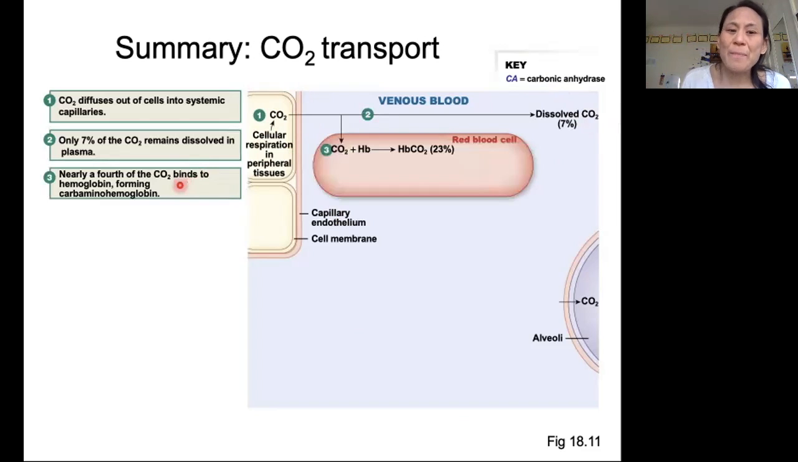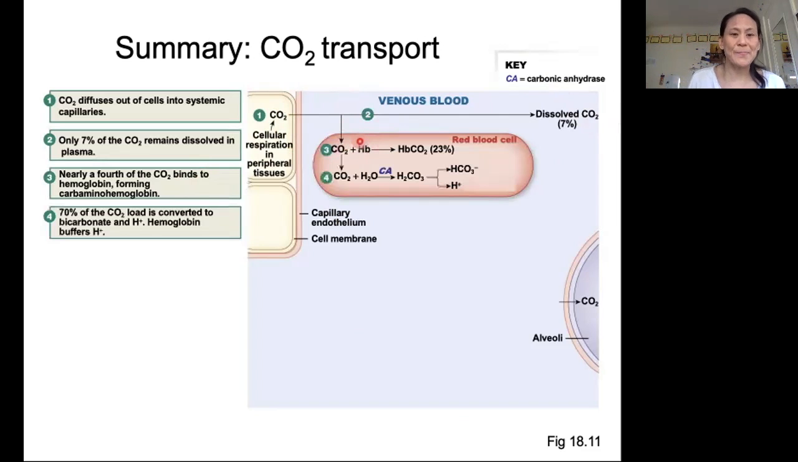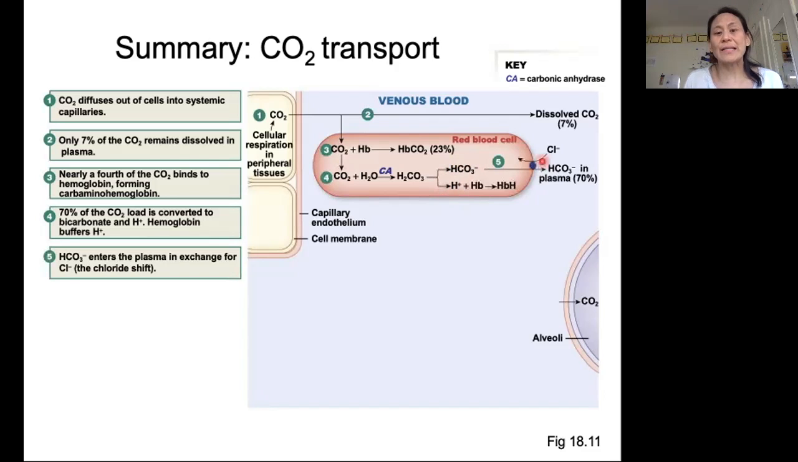Another 23% of that CO2 is going to enter the red blood cells and bind hemoglobin. Finally, the remaining 70% of our CO2 is going to enter the red blood cells where it gets converted to bicarbonate and hydrogen ion. That bicarbonate leaves the red blood cell in exchange for chloride ion, and the hydrogen ion binds hemoglobin and stays in the red blood cell.